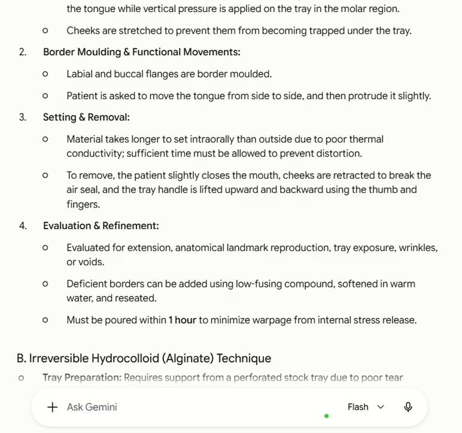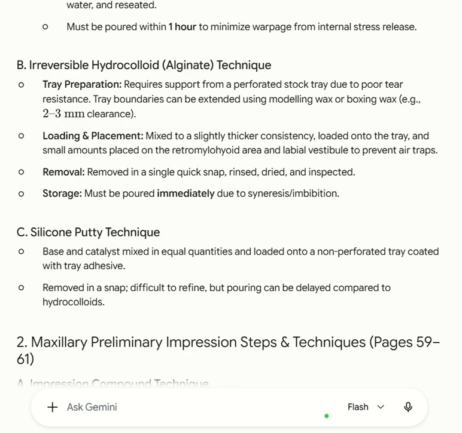B. Irreversible hydrocolloid (alginate) technique. Tray preparation: requires support from a perforated stock tray due to poor tear resistance. Tray boundaries can be extended using modeling wax or boxing wax, e.g., 2 to 3 mm clearance. Loading and placement: mixed to a slightly thicker consistency, loaded onto the tray, and small amounts placed on the retromylohyoid area and labial vestibule to prevent air traps. Removal: removed in a single quick snap, rinsed, dried, and inspected. Storage: must be poured immediately due to syneresis and imbibition.